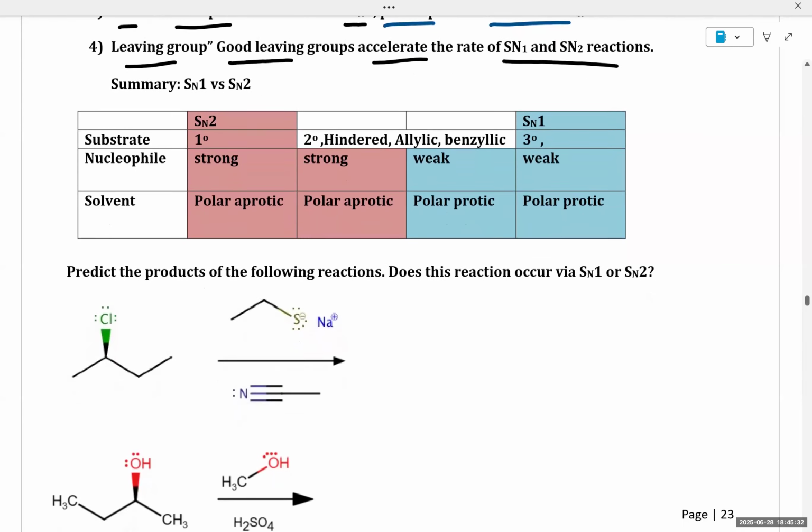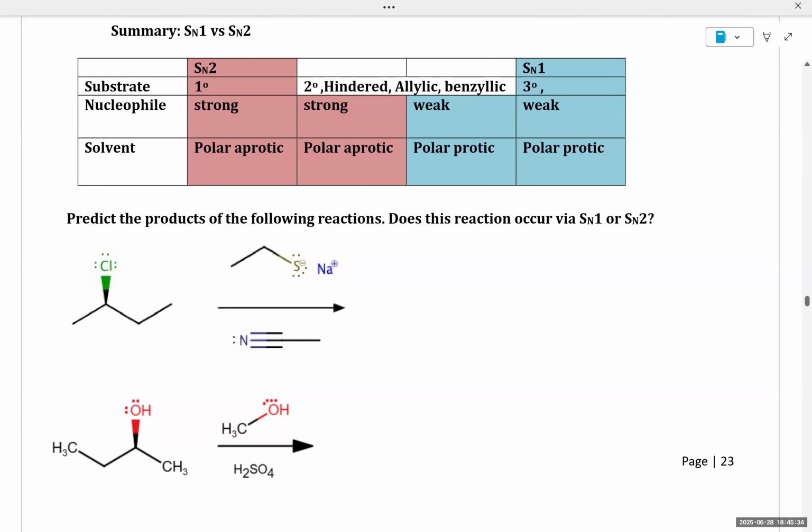So let's try to apply what we've learned, and let's take a look at these two reactions. I'd like you to predict the products of these reactions, and I'd like you to tell me, does the reaction proceed via an SN1 or SN2 pathway? So pause the video, take a few moments, and then we'll discuss.